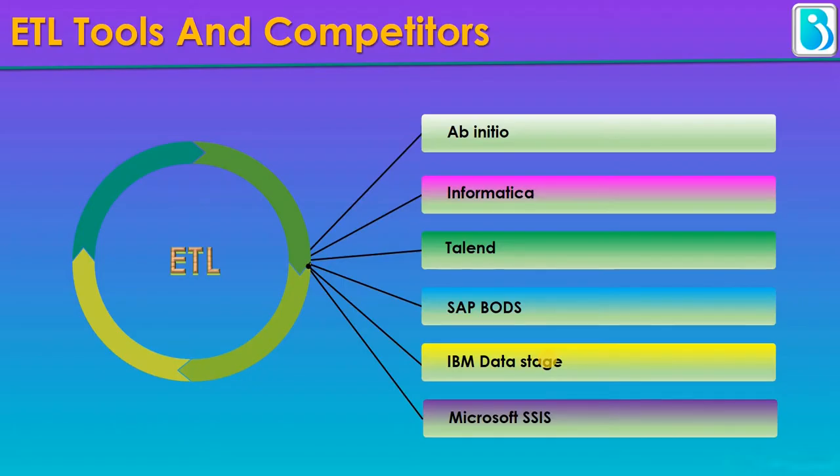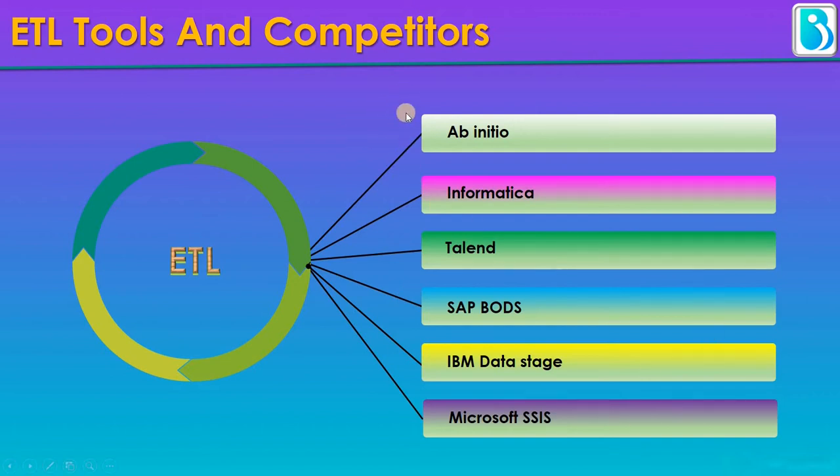ETL tools and their competitors. ETL is nothing but extract, transform, and load. We will be extracting the data from various sources, cleaning the data, which is the step called transform, and loading it into the target database, which is nothing but a data warehouse, data lake, or data mart, which is a kind of database again. For ETL we have n number of tools available in the market.